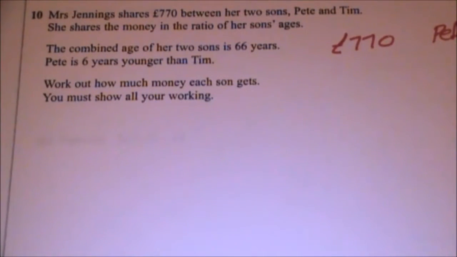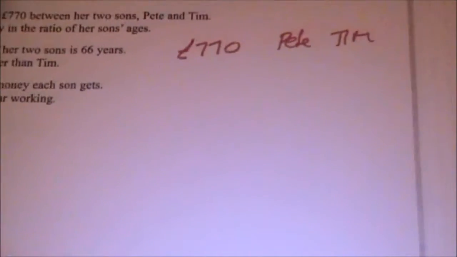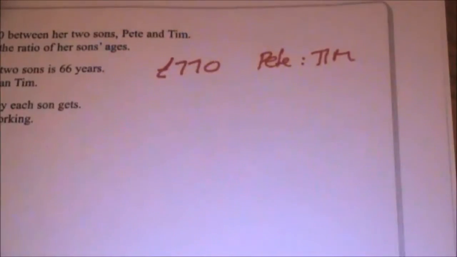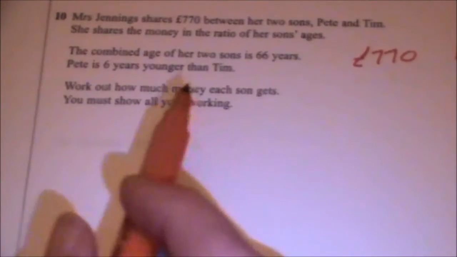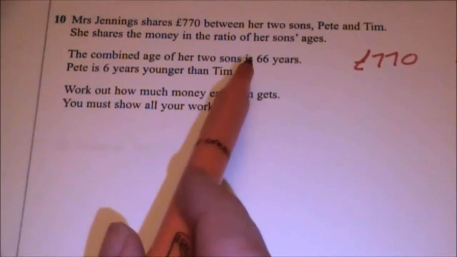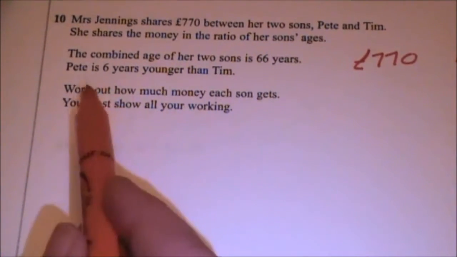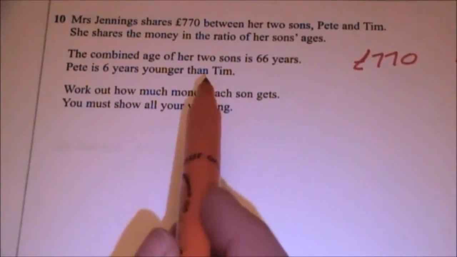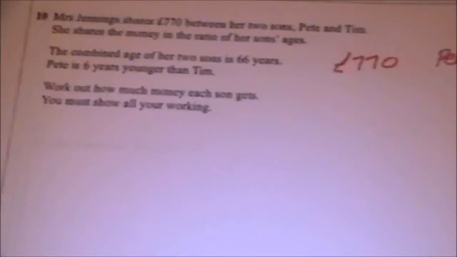She shares the money in the ratio of her sons' ages. So this is a ratio question. That means it's going to be Pete and Tim in ratio. The combined age of her 2 sons is 66 years. Pete is 6 years younger than Tim. Alright, let's work this out then.